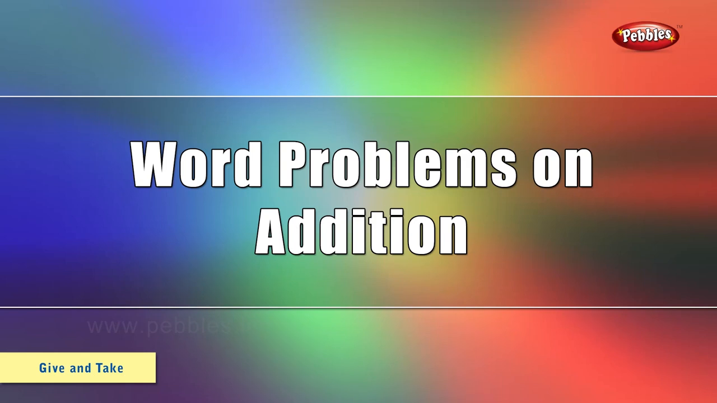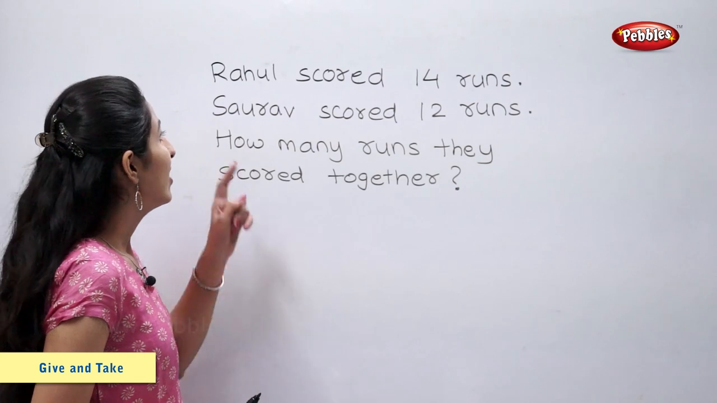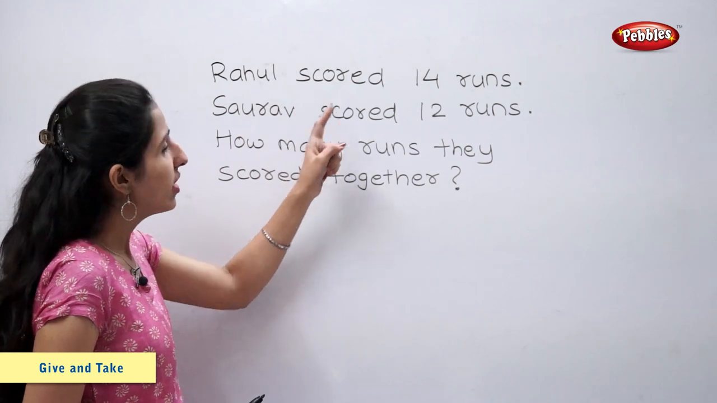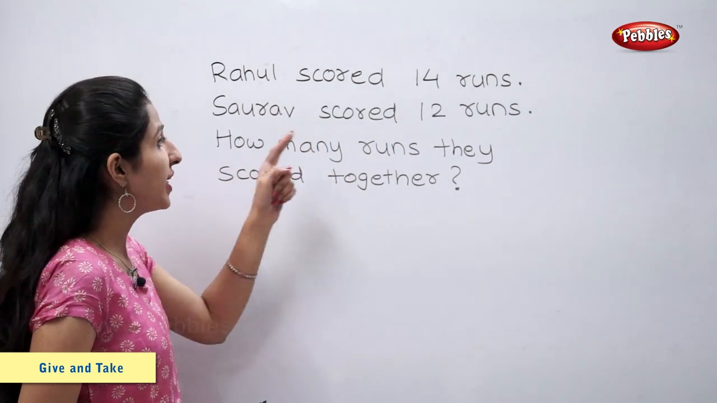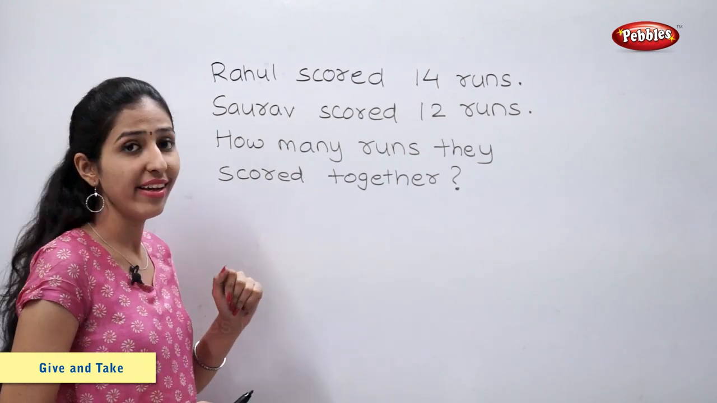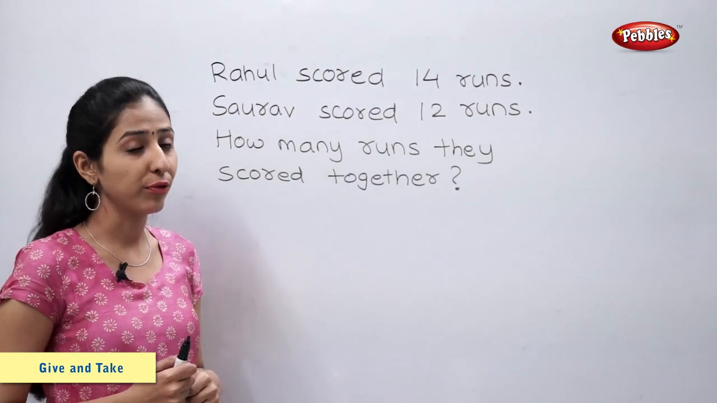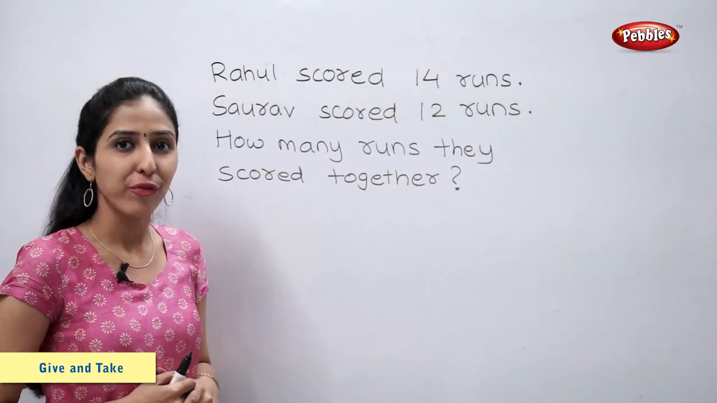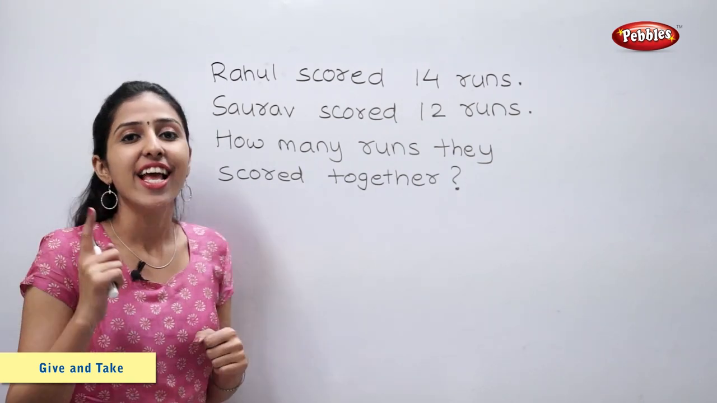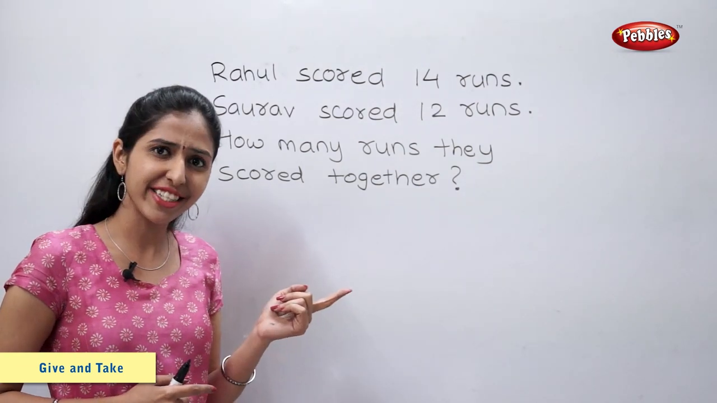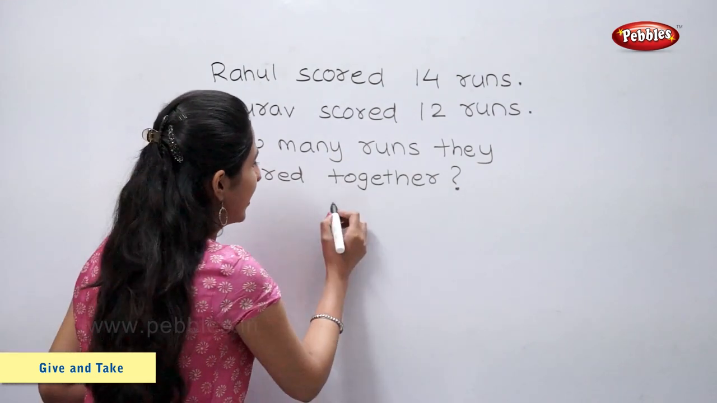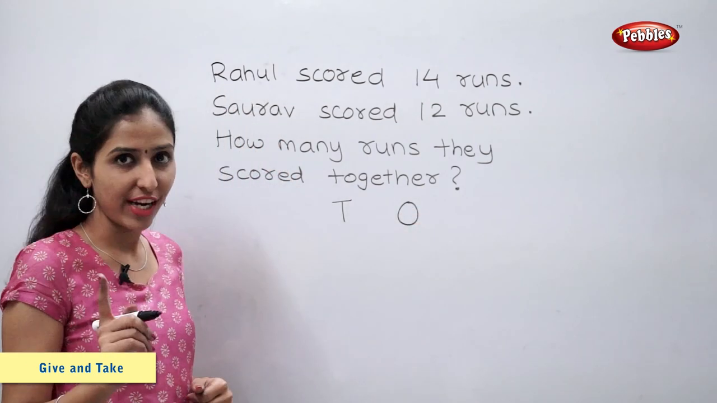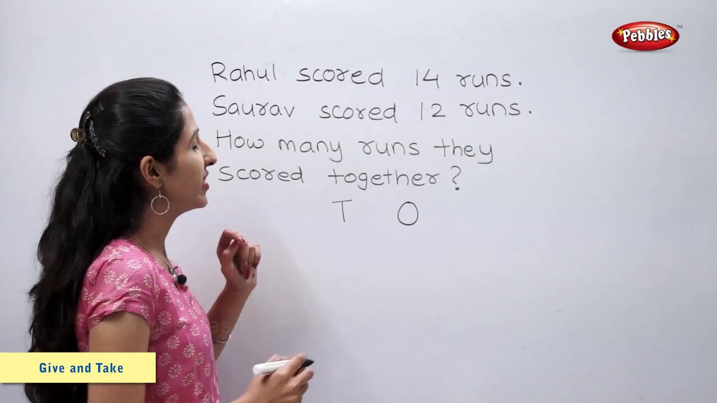Word problems on addition. Rahul scored 14 runs. Saurav scored 12 runs. How many runs did they score together? Students, we have to find runs scored by them together. So, we have to do addition. Let's add using tens and ones. Rahul scored 14 runs.